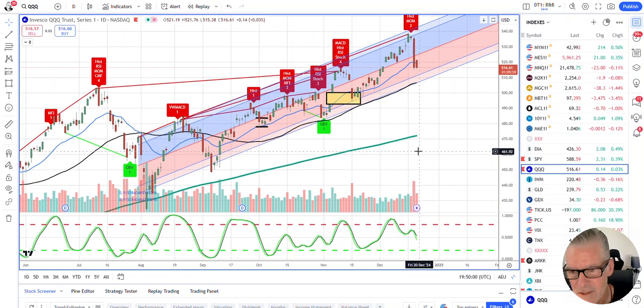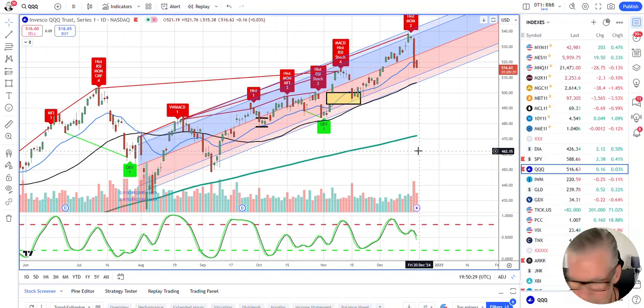QQQ, the strongest of the major indexes. We just barely got below the 21. We're still well above the 50. That's a big, scary red stick yesterday and on heavy volume. So the problem with these big red sticks, it makes it very hard for the market to climb back up them. You need a little bit of space between that red stick and the new bounce back.